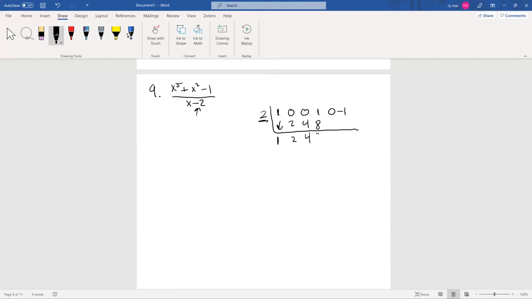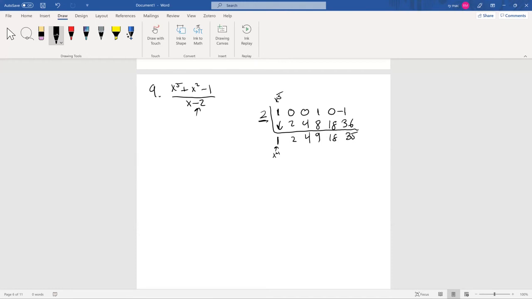1 plus 8 is 9. 2 times 9 is 18. 0 plus 18 is 18. And then 2 times 18 is 36. -1 plus 36 is 35. And so remember, if we started with an x to the 5th here, we're losing one factor of x. So this is my x to the 4th coefficient.